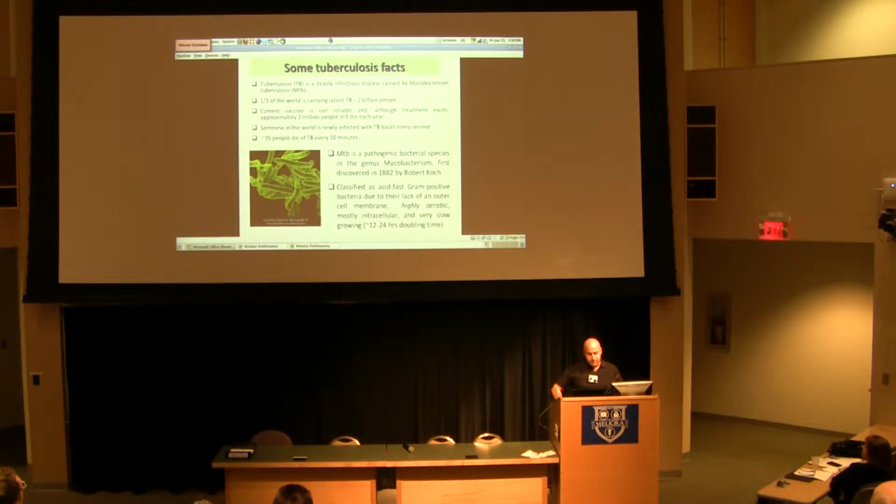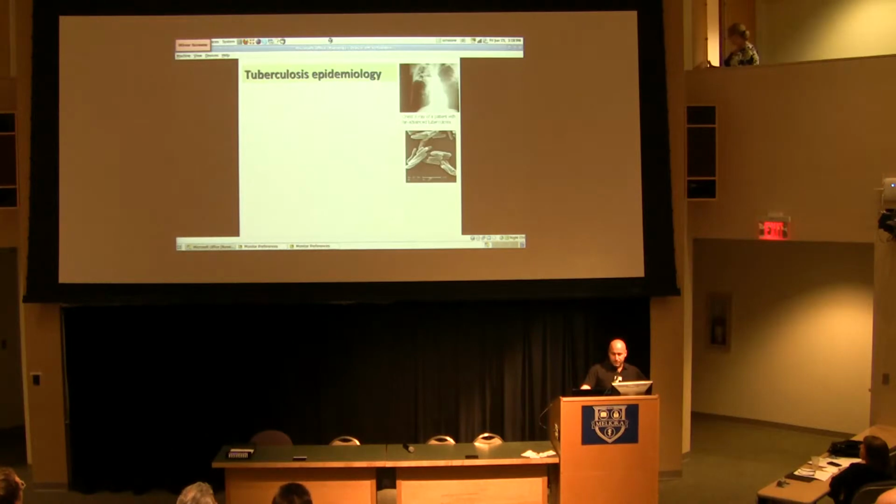The bacteria is a pathogenic species. It was discovered by Robert Koch in 1882. He won the Nobel Prize for that. It's a gram-positive bacteria, highly aerobic, mostly intracellular, and one of its virulence factors, although it's not classified as a virulence factor, is its very slow growth, which makes it sometimes undetectable by the immune system. So it's kind of an evasion mechanism by the bacteria, which has evolved over many, many years, thousands of years.